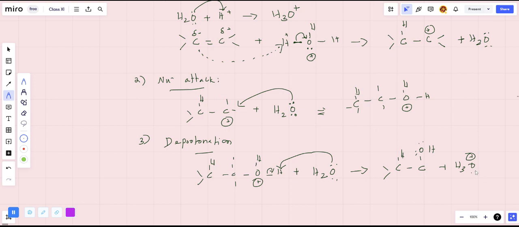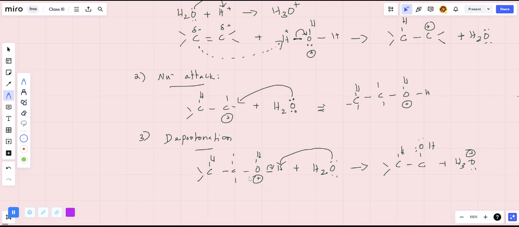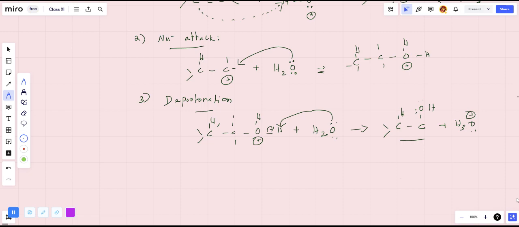That is the role of the catalyst. It does not take part, but it fastens the reaction. So this is the mechanism, and finally you will get an alcohol. The first step is protonation. The second step is nucleophilic attack. The third step is deprotonation. Okay, understood this mechanism?